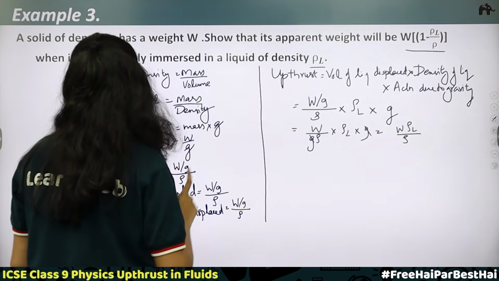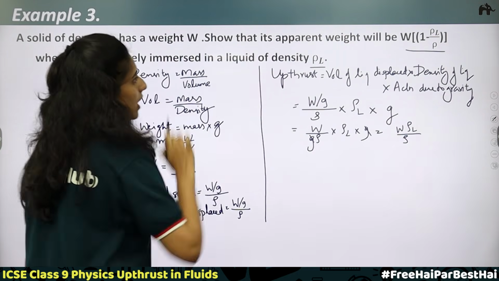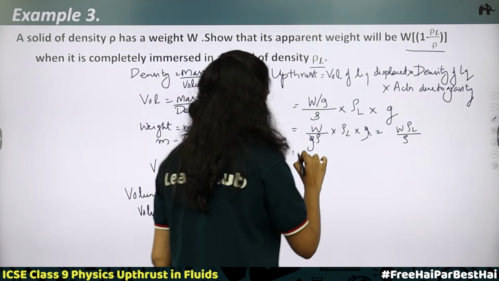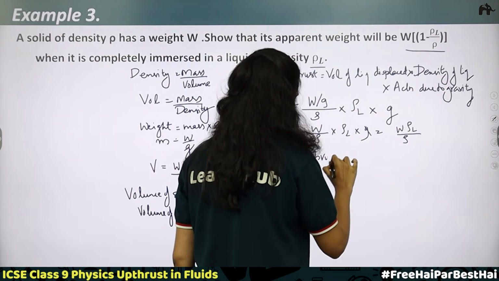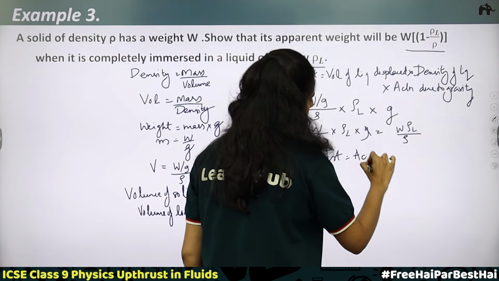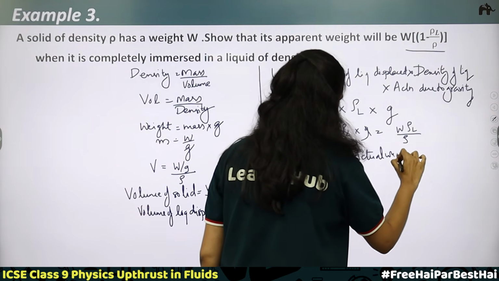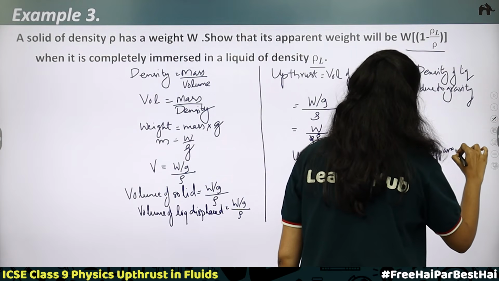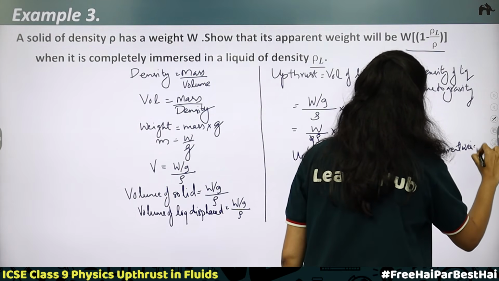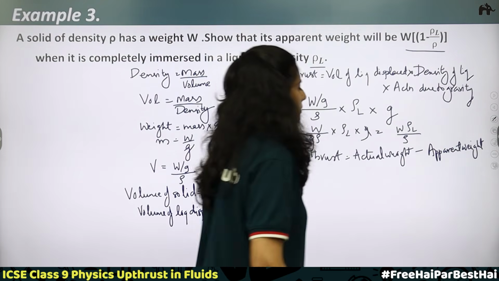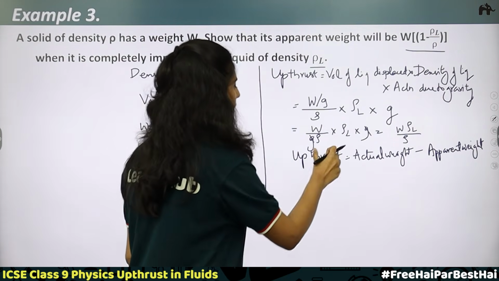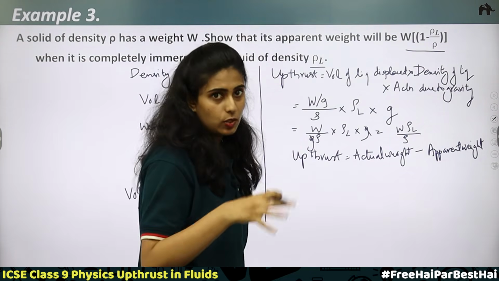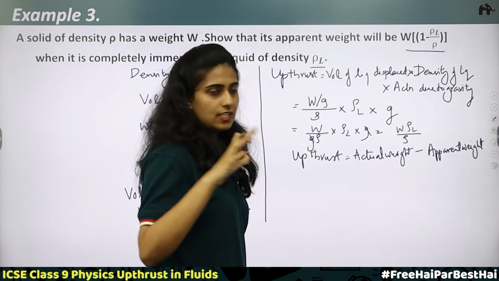We have to show that apparent weight will be W into 1 minus rho L by rho. We have upthrust is equal to actual weight minus apparent weight. So here we have to find the apparent weight. Apparent weight is the weight in a liquid and actual weight is the weight in air.